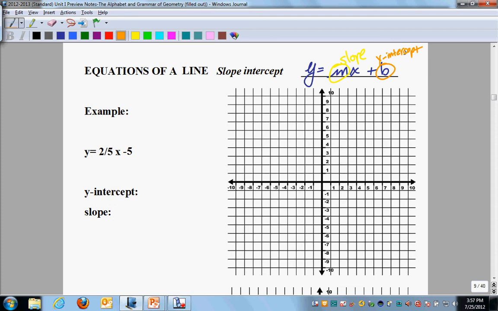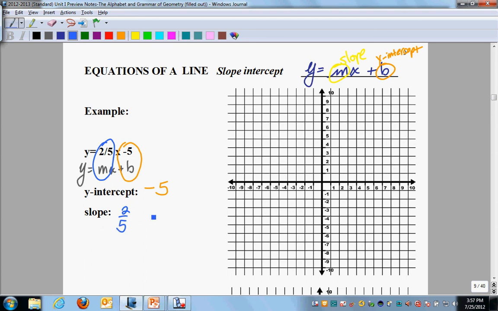So let's take a moment and see how can we graph this. Step number 1, we are given y equals 2/5 x minus 5. I'd like you to write out y equals mx plus b directly underneath that. Then your next step is to identify your intercept, which in this case is -5. That is the y-intercept. And your slope, notice your slope is positive, is 2/5.